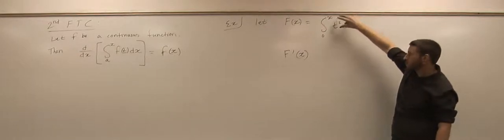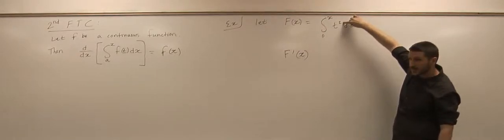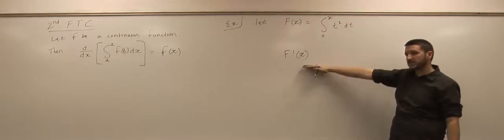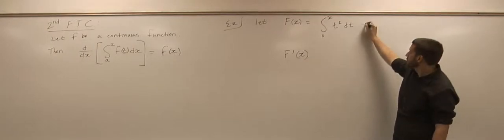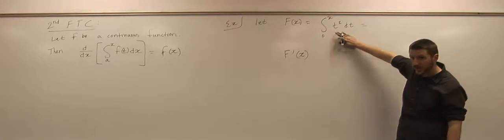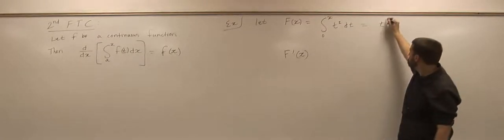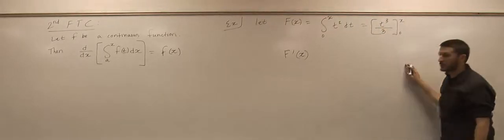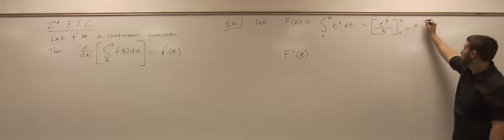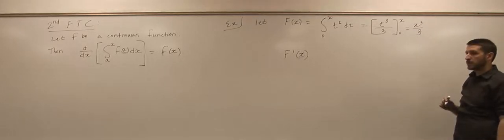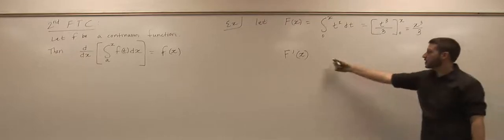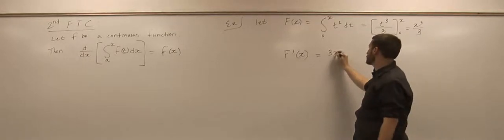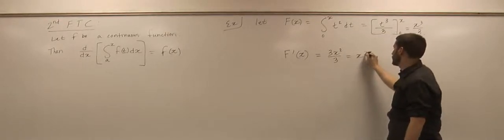See, right now you have t's, right? But if you can get rid of the t's and write it only in terms of x, then it would be a lot easier to take the derivative with respect to x. So go ahead and do the integral first. Actually calculate the integral. t cubed over 3 from 0 to x. Plug it in. And now do the derivative. What's the derivative of this? 3x squared over 3, or x squared.